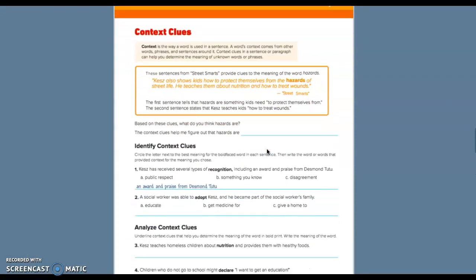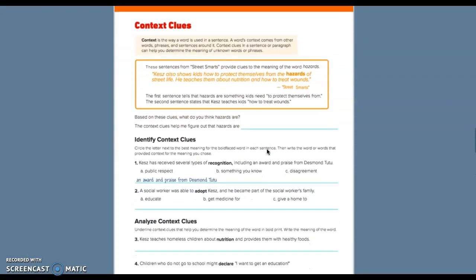Okay. All right. So then I know we've talked about context clues a little bit. Context is the way a word is used in a sentence. Okay, a word's context comes from other words, phrases, and sentences around it. Context clues in a sentence or paragraph can help you determine the meaning of unknown words or phrases.